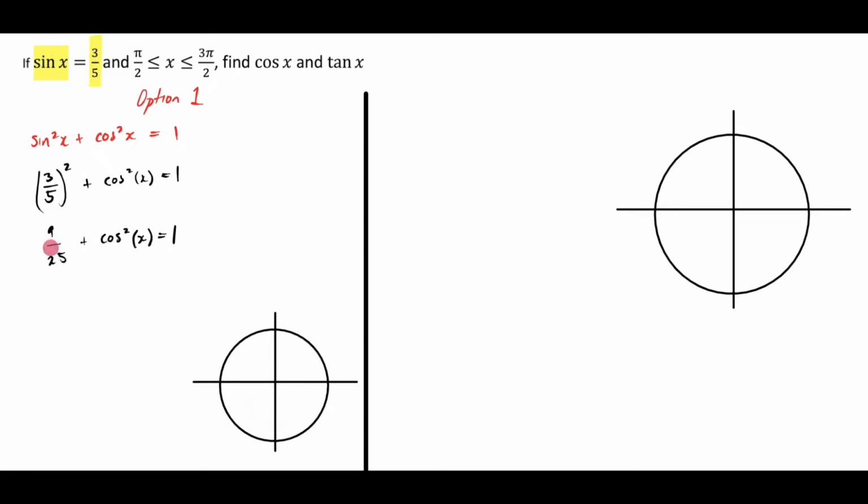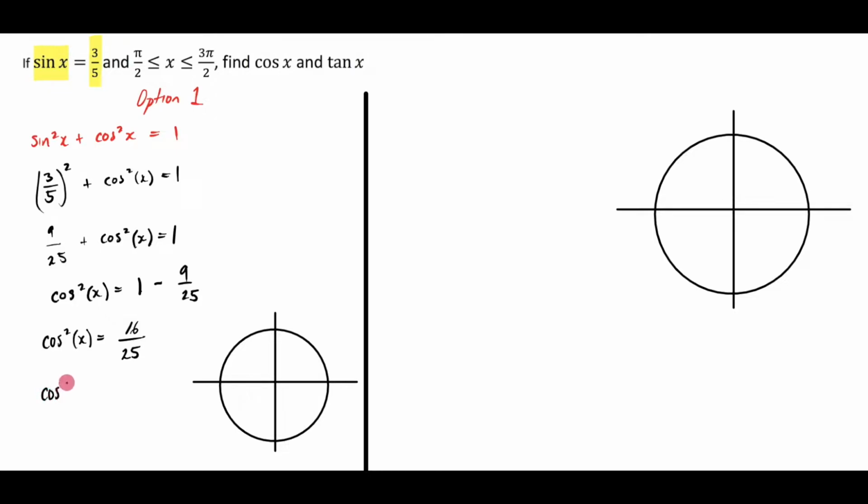Next, I'm going to minus 9 over 25 onto both sides. So minus 9 over 25 to both sides. And so 1 minus 9 over 25. That's going to give me cos squared of x equals 16 over 25. Now, I just want cos of x on its own. I want to get rid of this squared. So to do that, I'm going to square root both sides.